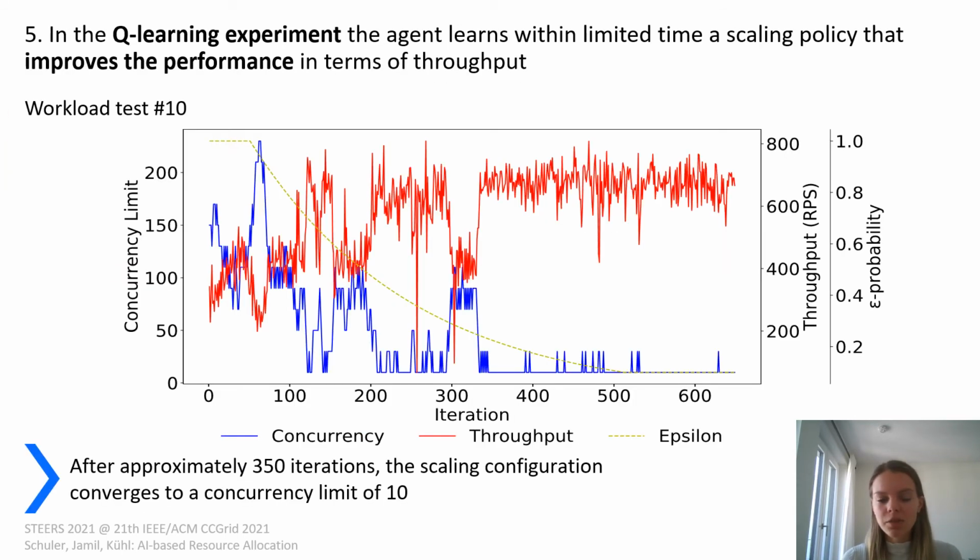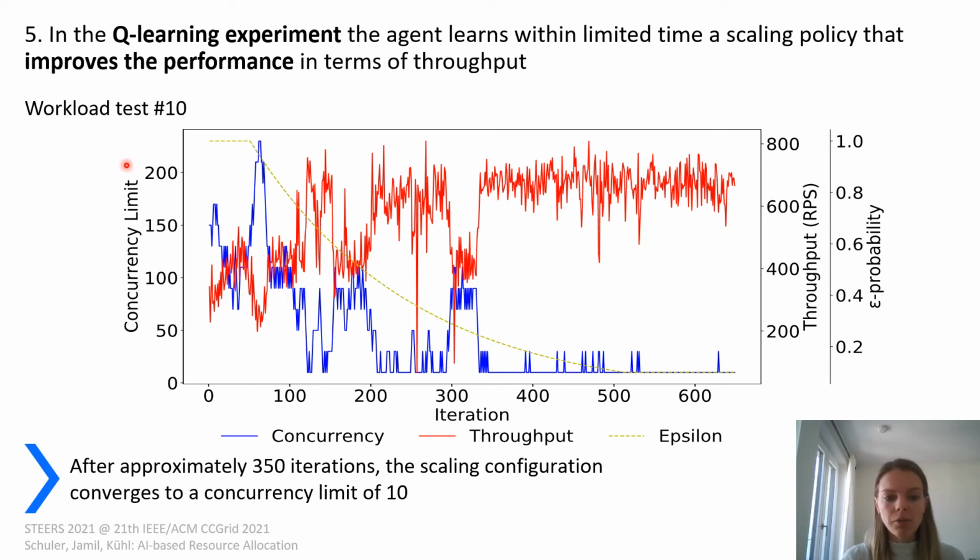Looking at the results of our Q-learning experiments, we can say that the agent can learn within a limited time a scaling policy that improves the performance in terms of throughput. So when we now have a deep dive or a closer look at exactly the same workload tests that we looked at in the baseline experiments, we see now the results for workload test 10. On the x-axis, we have the course of iterations. On the y-axis, we have in blue the concurrency limit, and in red the throughput for each iteration.